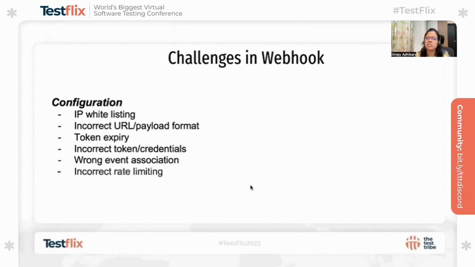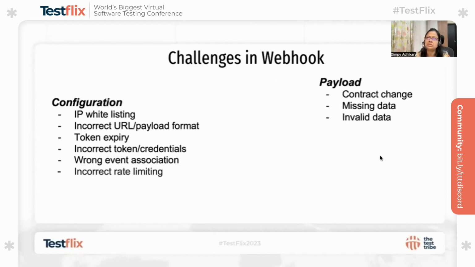Incorrect rate limiting: suppose you have configured the rate limit number incorrectly. As soon as the rate limit is hit, the webhook will stop working. Contracts change, right? Since webhooks will always be part of a third party, the contract is very important. As soon as the contract changes, the webhook response will abruptly fail. Suppose you are looking for specific parameters and those parameters are not present in the response. Missing data can lead to a failure.